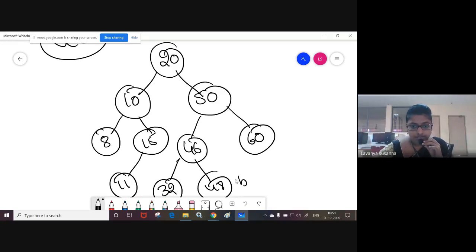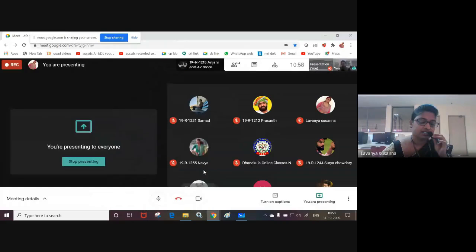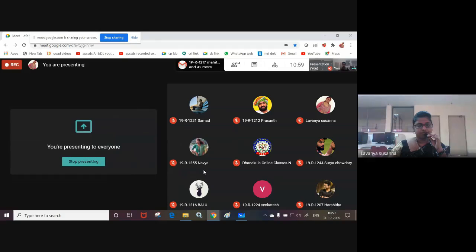Okay, students, please practice it. Only then can you understand the AVL tree and balance the tree. Download my notes and please practice AVL tree insertion.